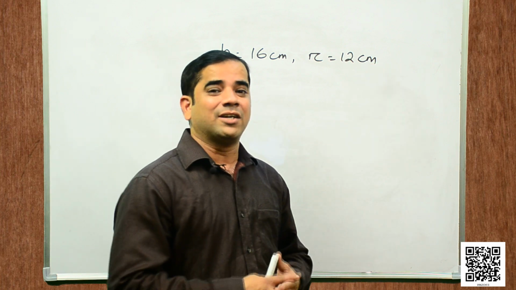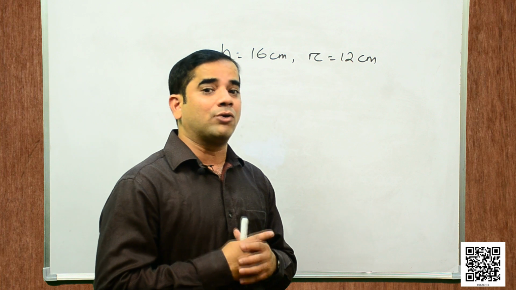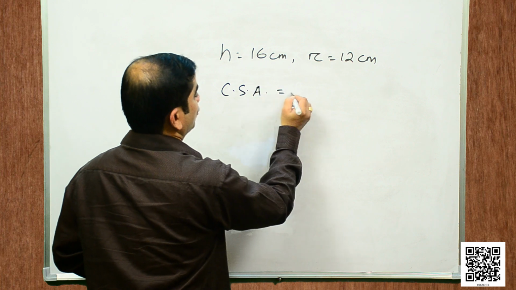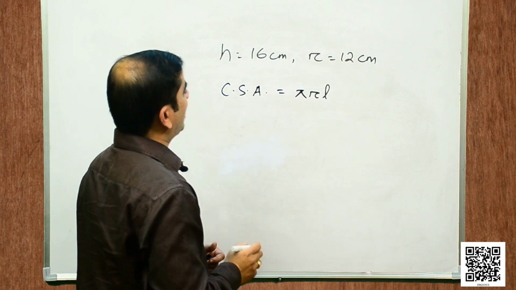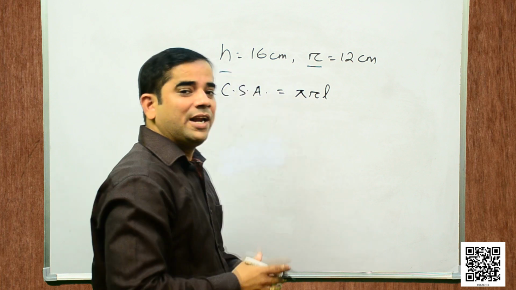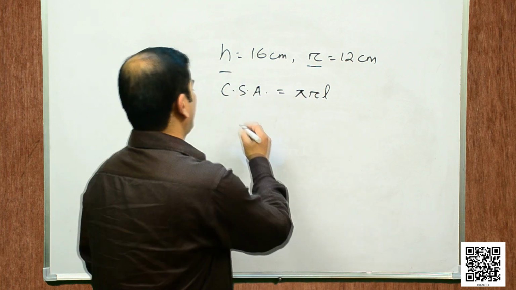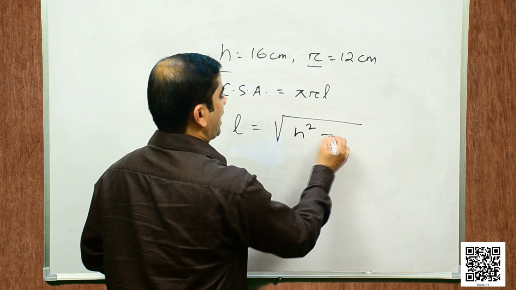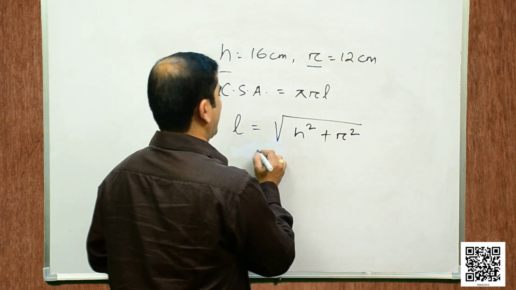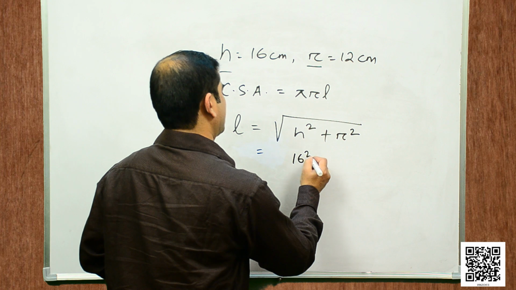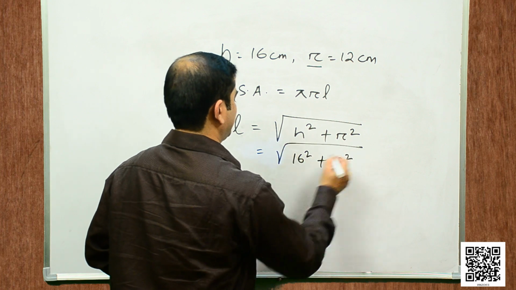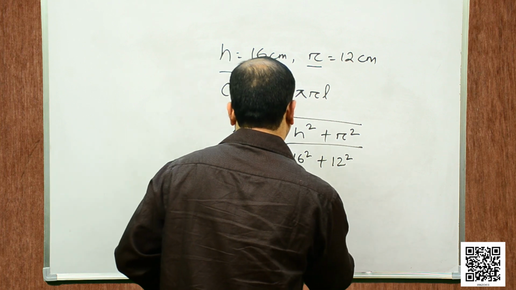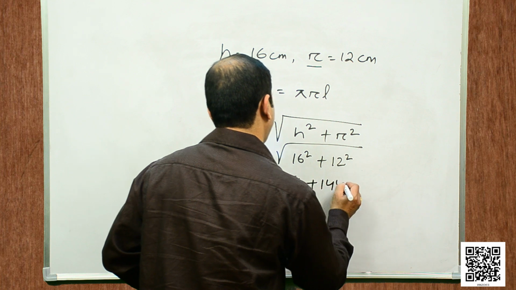Students, to find out the curved surface area, we need to know the slant height, because curved surface area is equal to pi r L. Here we have r and h. So, let us find out L. So, what do we know about L? L is equal to square root of h square plus r square. So, it is 16 square plus 12 square, that is 256 plus 144.